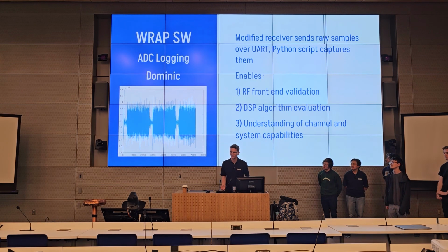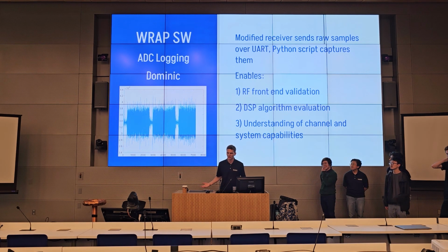Previously, the system transmits and then receives, and it does all the signal processing on the embedded side. So we don't really have good visibility into what exactly was happening. This is useful for debugging, as well as potentially validating and understanding the RF front end, like seeing if there are any spurious emissions, or if there's carrier frequency offset, things like that, being able to do all that analysis offline.